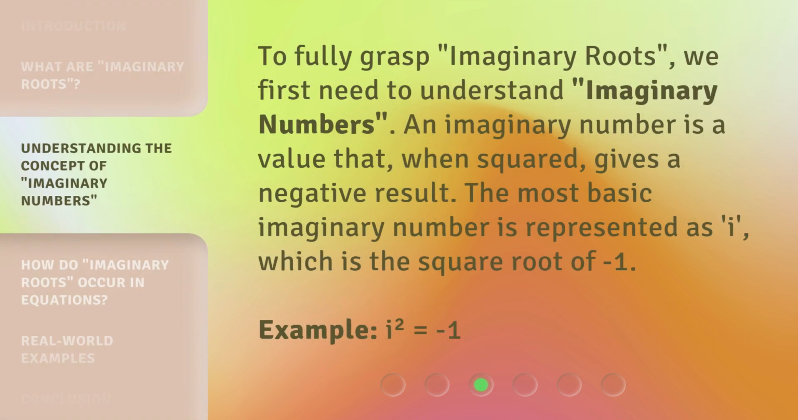To fully grasp imaginary roots, we first need to understand imaginary numbers. An imaginary number is a value that, when squared, gives a negative result. The most basic imaginary number is represented as i, which is the square root of -1. Example: i squared equals -1.